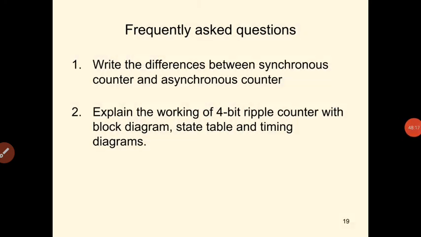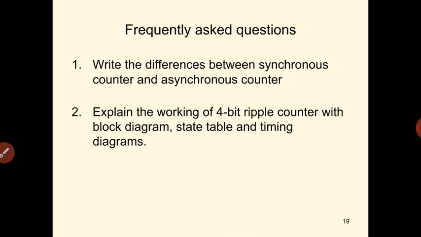And also we have seen the working of the 4-bit ripple counter with block diagram, state table, and timing diagram. We have seen all these things. The block diagram consists of 4 JK flip flops, and the inputs to all the JK flip flops are tied to VCC, that is logic 1. The first flip flop's clock input is given the external clock input, and the clock input for the remaining flip flops will be derived from the outputs of previous flip flops. So that will be the block diagram of the 4-bit ripple counter.